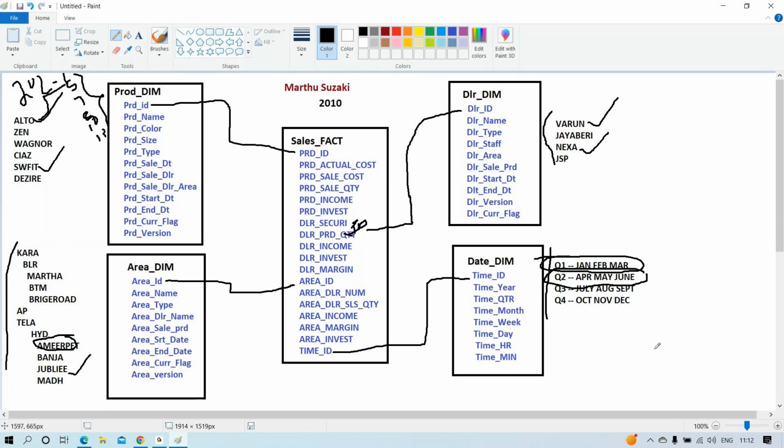If it is increasing the sales of Shift car in Jubilee Hills by the dealer Nexa, in every year and in the second quarter, then the next target we have to do for quarter two. That too not for all the dealers, only the Nexa dealer, and not on all the products, only the Shift. Not on all areas, only Jubilee Hills.